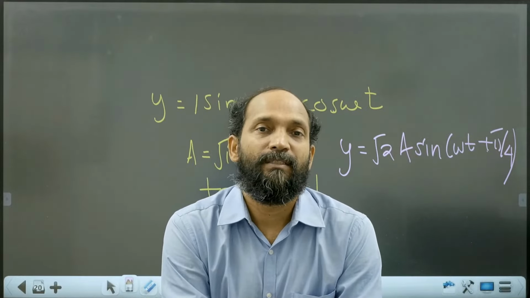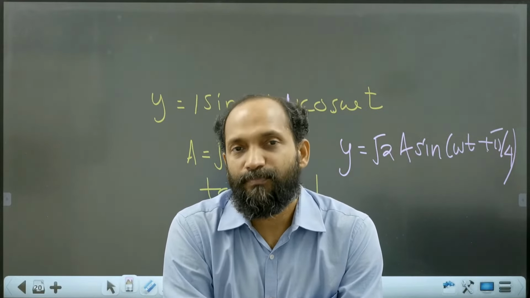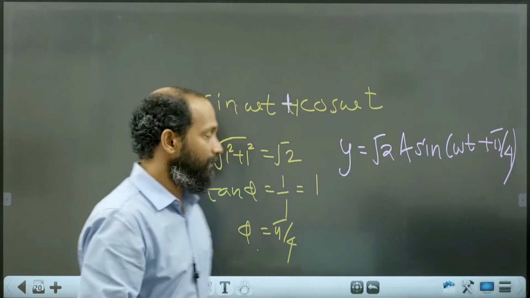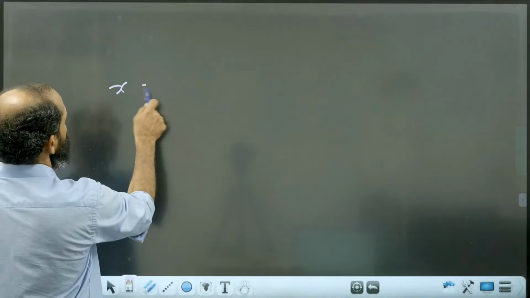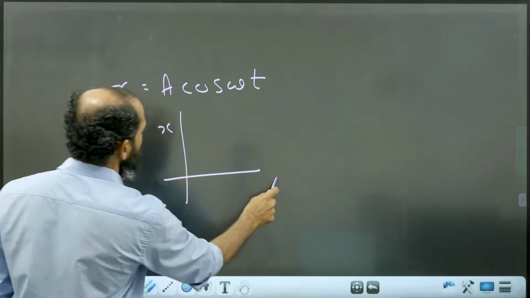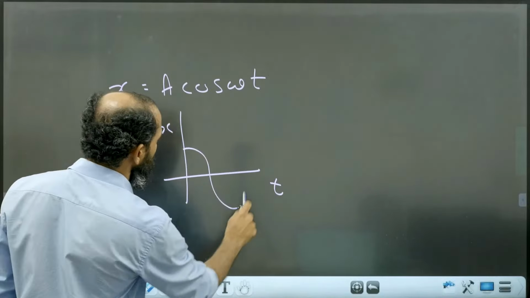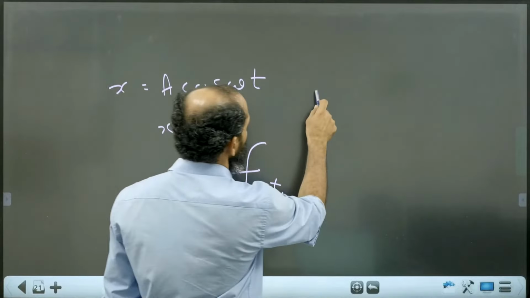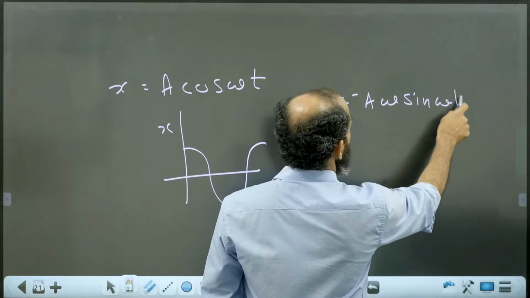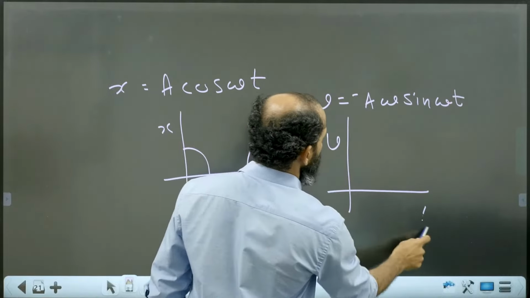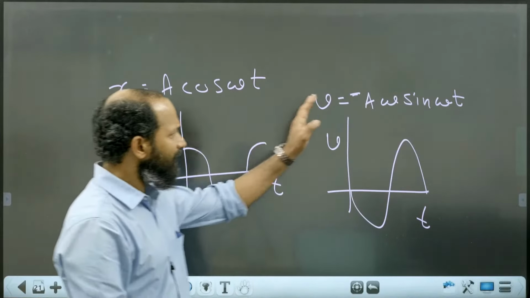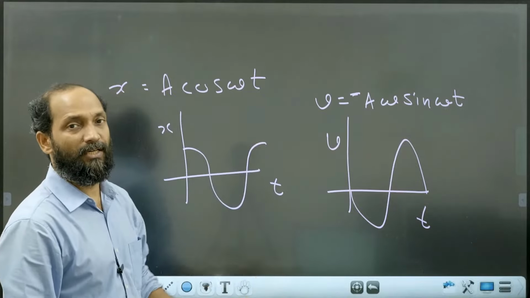Then the position of simple harmonic motion, A sin omega t, A cos omega t, all that is very important. X is equal to A cos omega t. If you go for the x-t graph, it should be a cosine curve like this. If you go for velocity, it is minus A omega sin omega t. What is the nature of the velocity-time graph? It is an inverted sine curve like this. Based on the situation given, you can try to plot that graph.